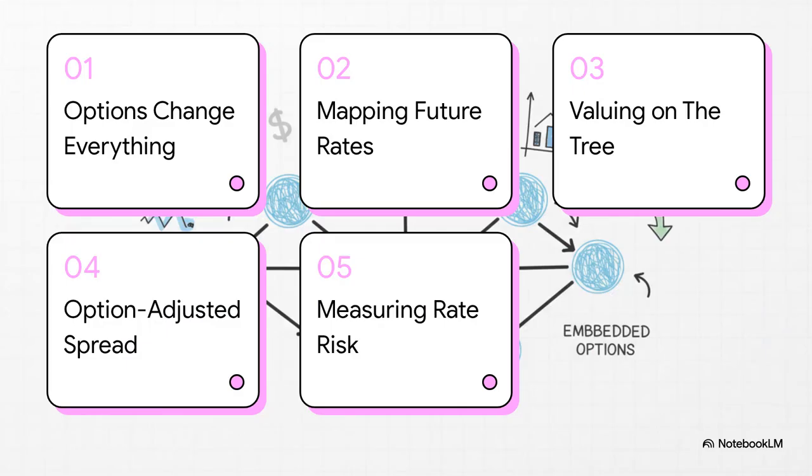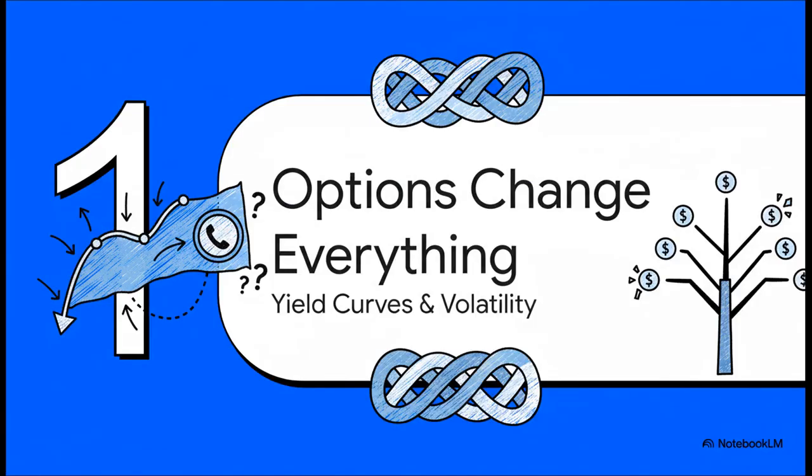Okay, so here's our game plan. First, we're going to dig into why embedding an option completely changes how we have to think about bond valuation. Then, we'll get our hands dirty with the binomial interest rate tree. That's our main tool. After that, we'll use the tree to actually value these bonds, analyze them with something called the option-adjusted spread, and finally, wrap up by figuring out how to measure their true interest rate risk using effective duration. So let's dive right in.